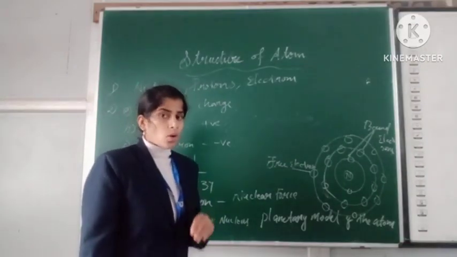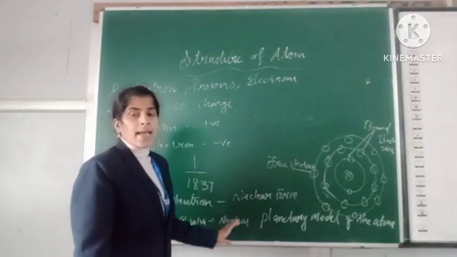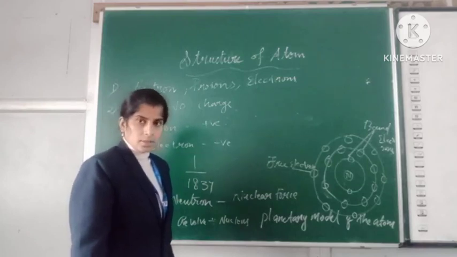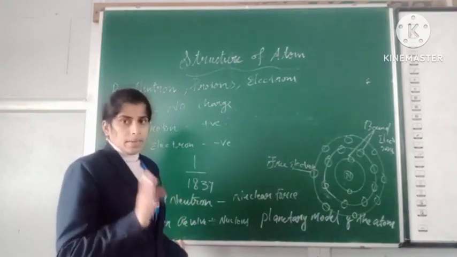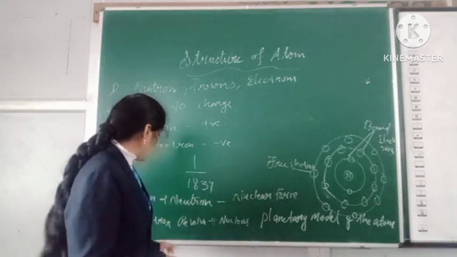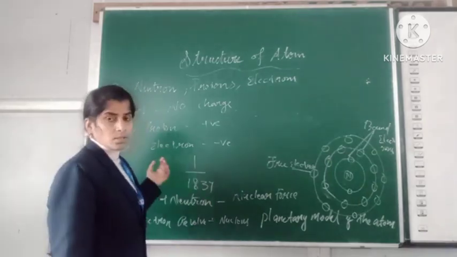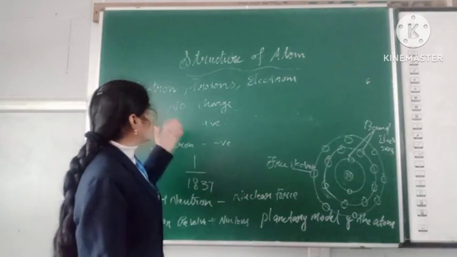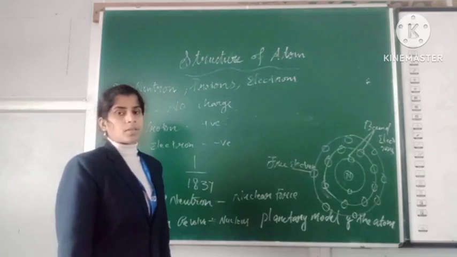The atom of a normal element is what? Electrically neutral. The number of protons in an atom is equal to what? The number of electrons. Is it clear? Once again, the atom of a normal element is neutral. So the number of protons and the number of electrons are equal in number. Is it clear? So this is the Rutherford atomic structure. I hope all of you understood this topic. Okay, thank you.